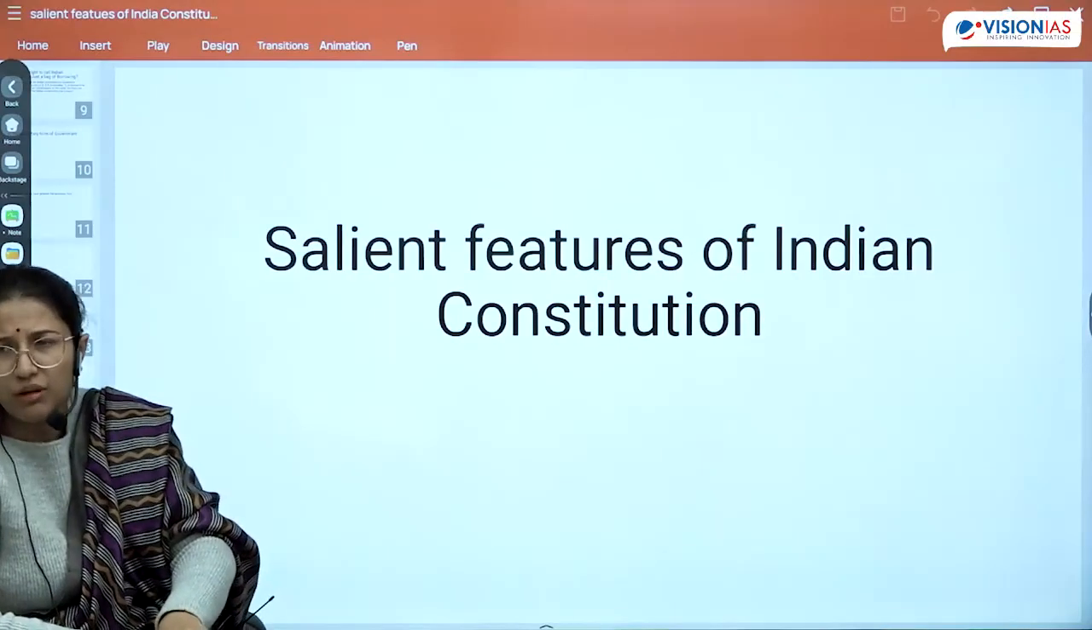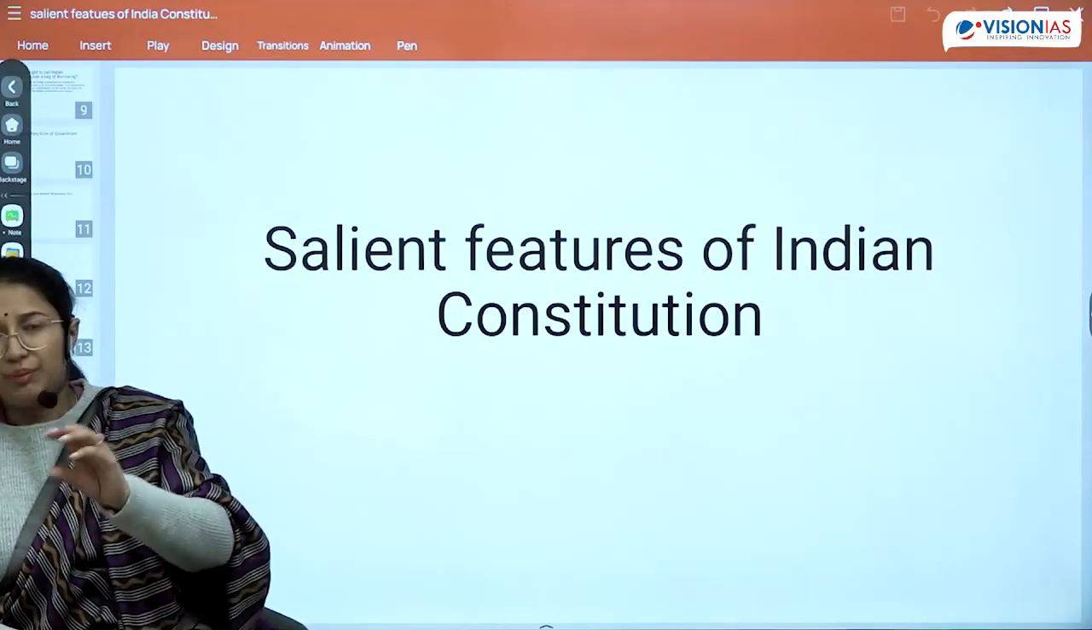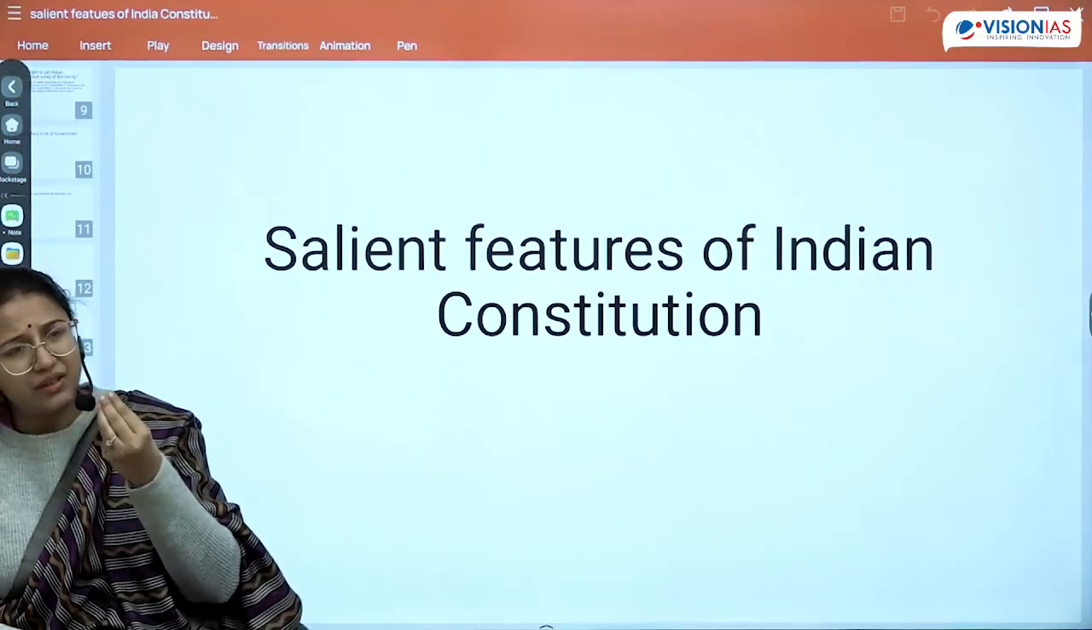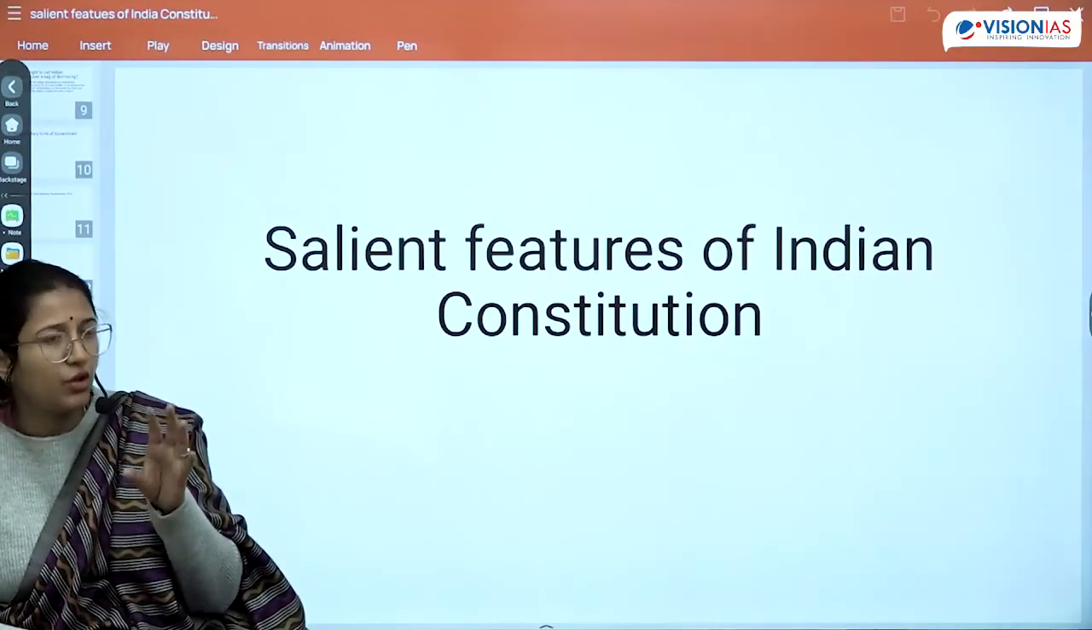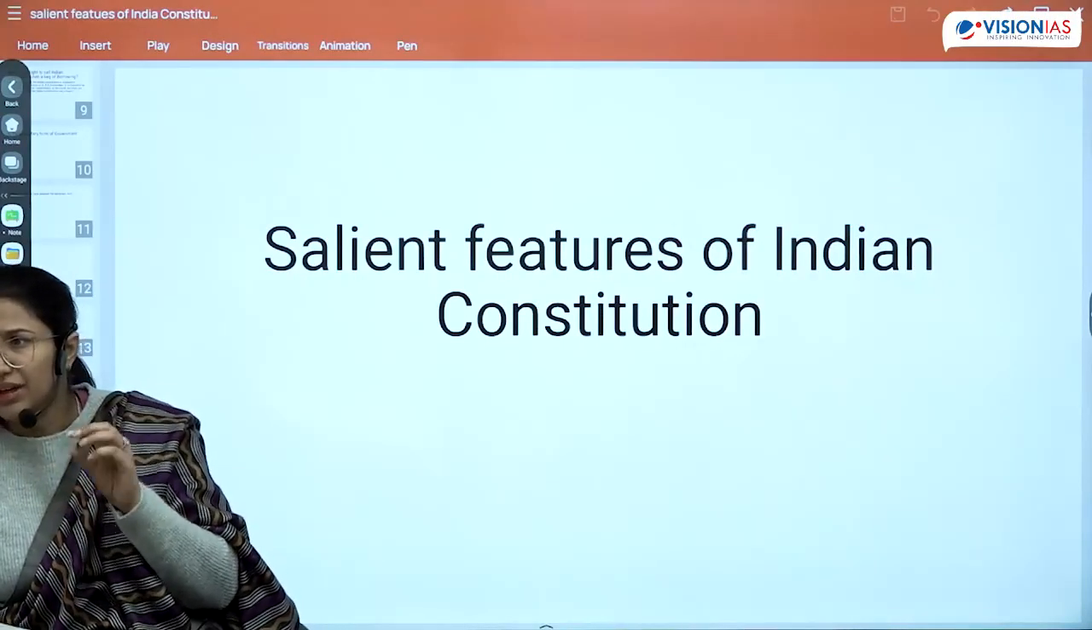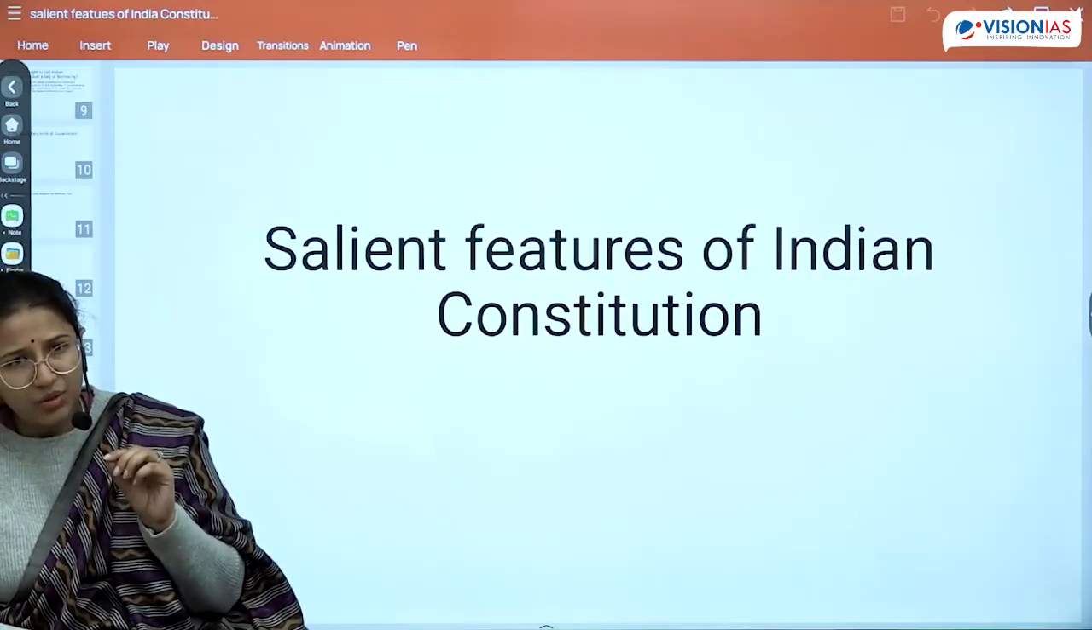You have also, apart from PDS, we also have an Antyodaya food security scheme, whereby the government gives a certain amount of food grains free of cost to people living below the poverty line. Stark poverty में जो हैं उनको free of cost food grains का भी provision है.